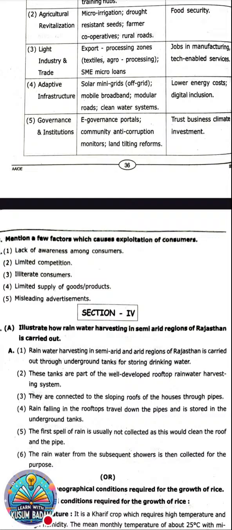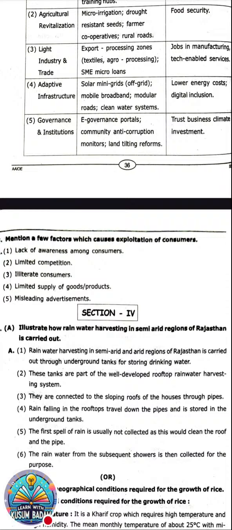The first one, lack of awareness among consumers. How are consumers getting exploited? If you don't have knowledge, only then do we get exploited. The lack of knowledge. Second one is limited competition. In yesterday's class, we discussed that when there is more competition, we have more choices. If there is less competition, there are more chances of getting cheated or exploited. Then the next one, illiterate consumers. If the consumer is illiterate, he can be cheated easily, as he will not have any knowledge. He will not read anything printed on the packets.